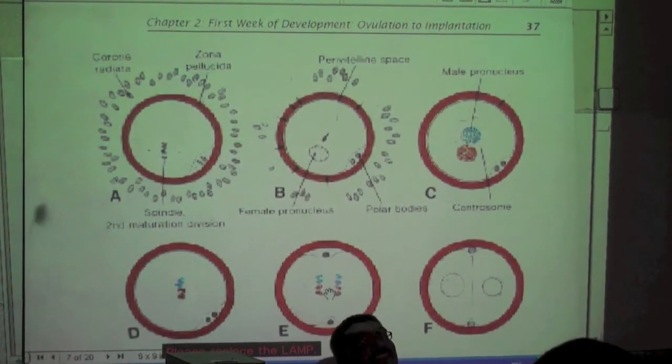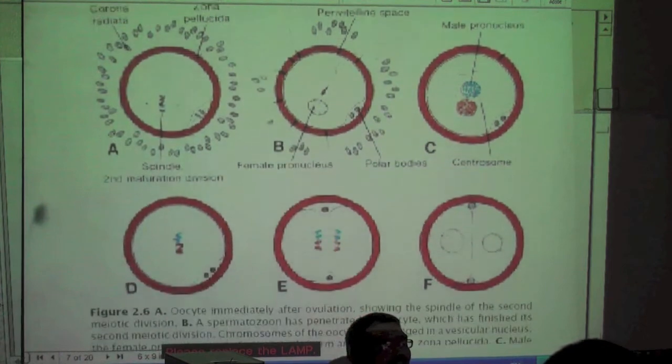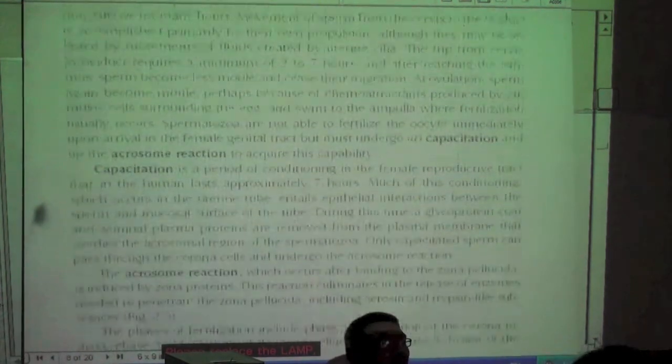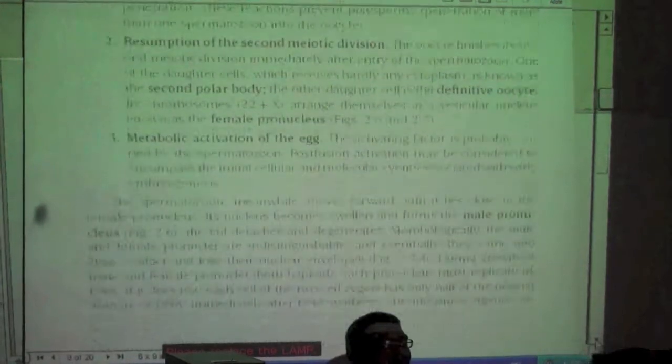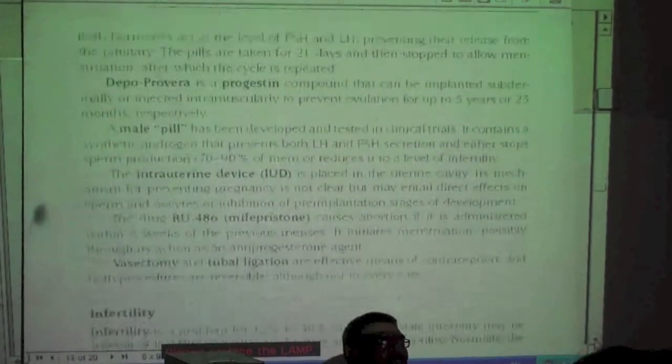This is called cleavage. So one cell becomes two, two cells become four, four cells become 16, and when they become 16, we call it a morula. What do you call it? Morula. So you can see now, this is a real picture.